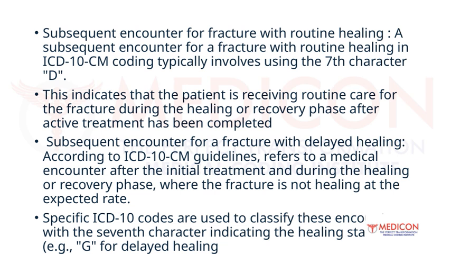Moving on to subsequent encounters where healing is delayed, ICD-10-CM guidelines specify that these refer to medical visits after the initial treatment, but during a phase where the fracture isn't healing at the expected rate. Here, the 7th character changes to indicate this delayed healing, often using G. This distinction is crucial because it helps us document cases where healing is slower than normal, and it guides appropriate treatment planning. Overall, understanding these different coding nuances ensures we accurately capture the patient's healing status, which is essential for proper documentation, billing, and quality of care.